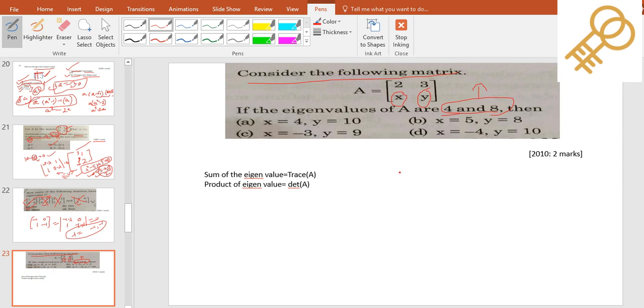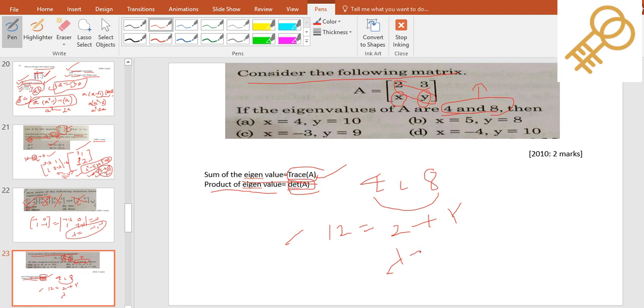In the last videos I have told that the sum of the eigenvalues is always equal to the trace of the given matrix, and the product of the eigenvalues is equal to the determinant of A. They have given 4 and 8 as eigenvalues. So the sum of these eigenvalues will be equal to the trace of the A matrix. So the sum, 12, is equal to the trace. The trace will be 2 plus y, right? So y will be 10.